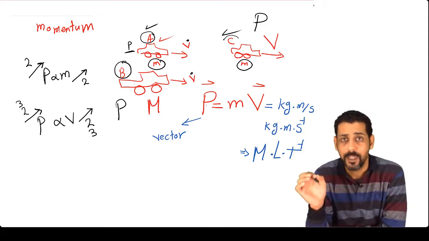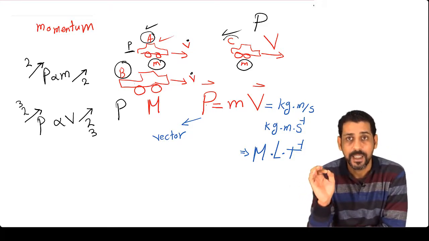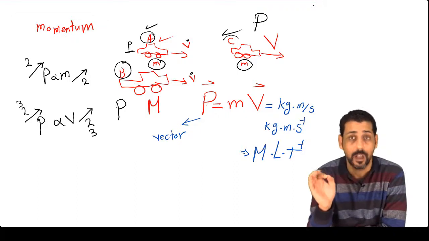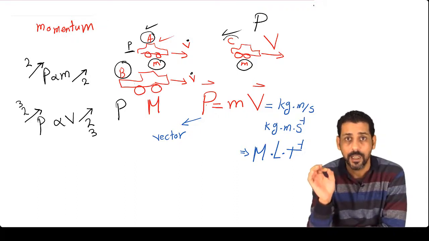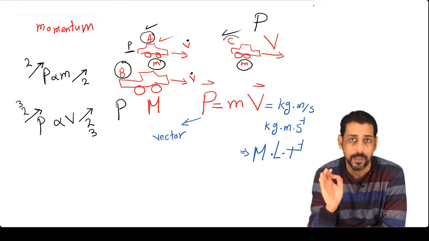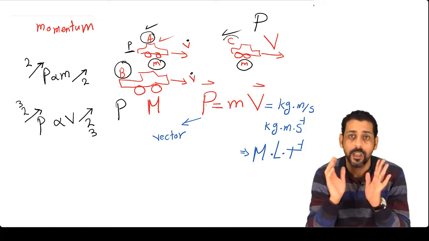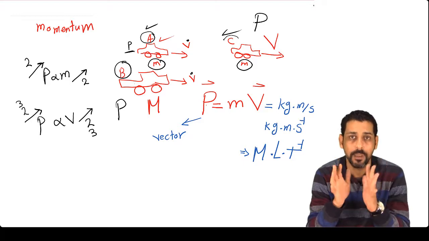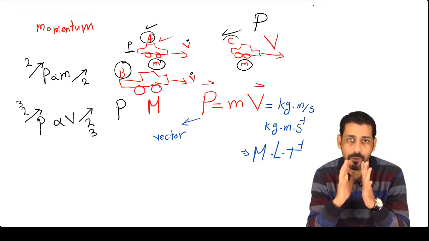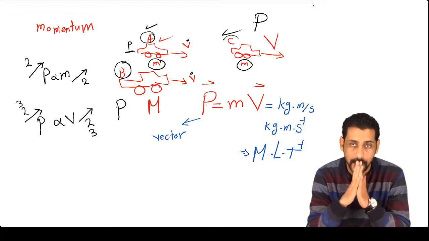Sorry. And this explains why, for example, if an elephant is running, it's not easy to stop. Why? Because the elephant has a huge mass and a low velocity, but this huge mass times the small velocity gives a huge momentum. So it's not easy to stop an elephant.